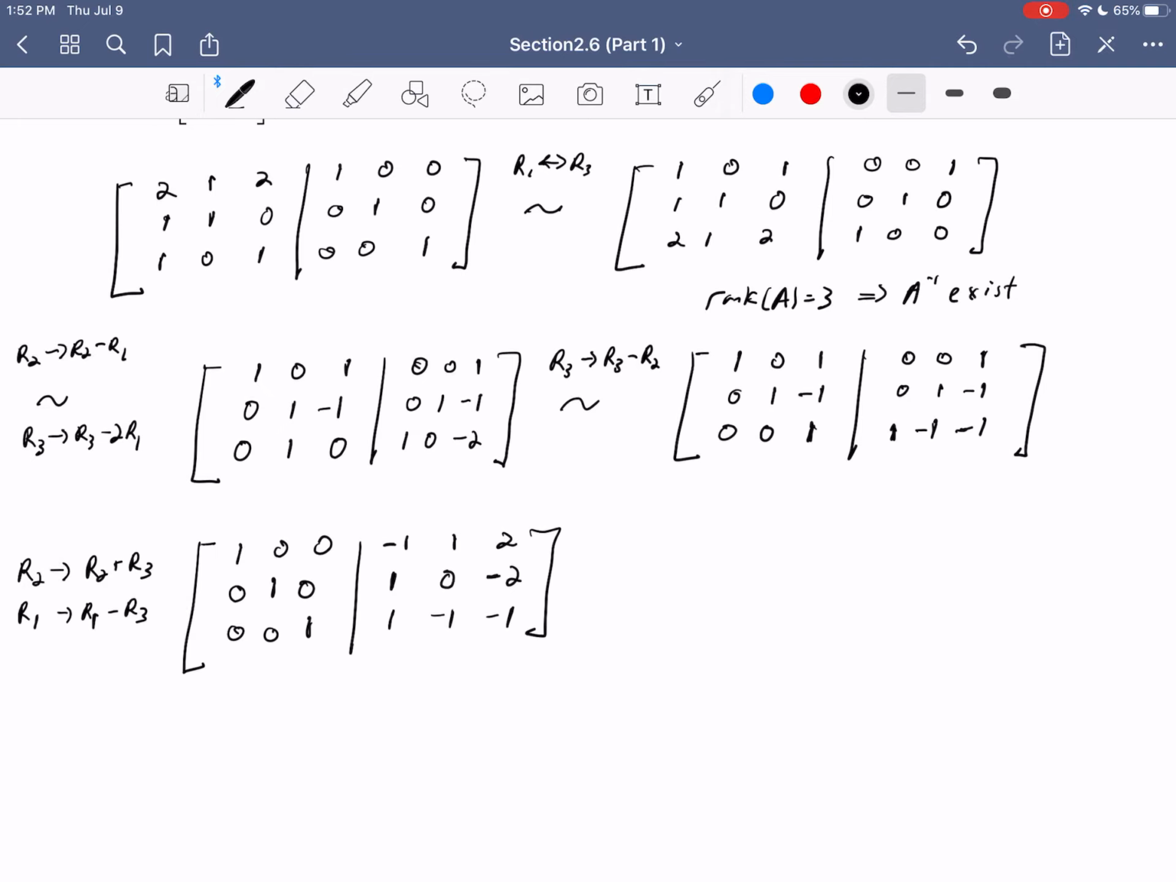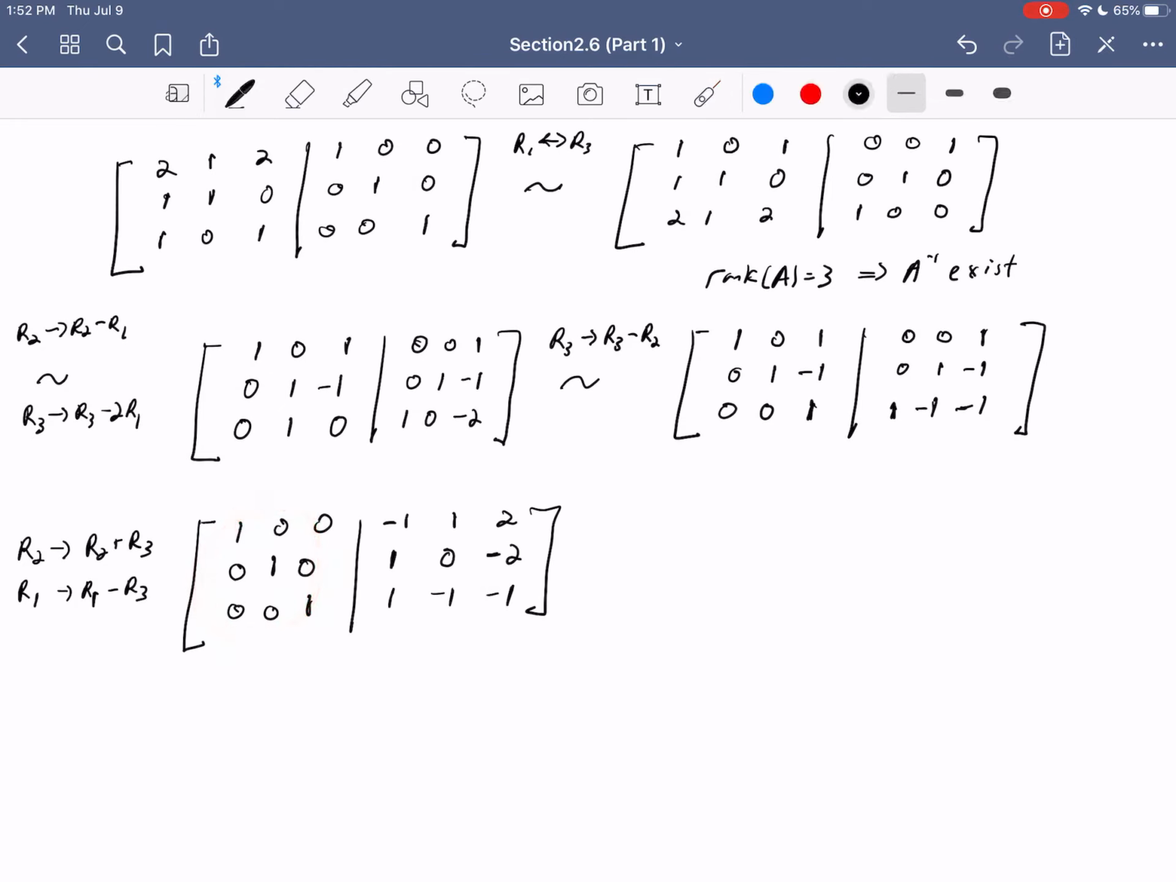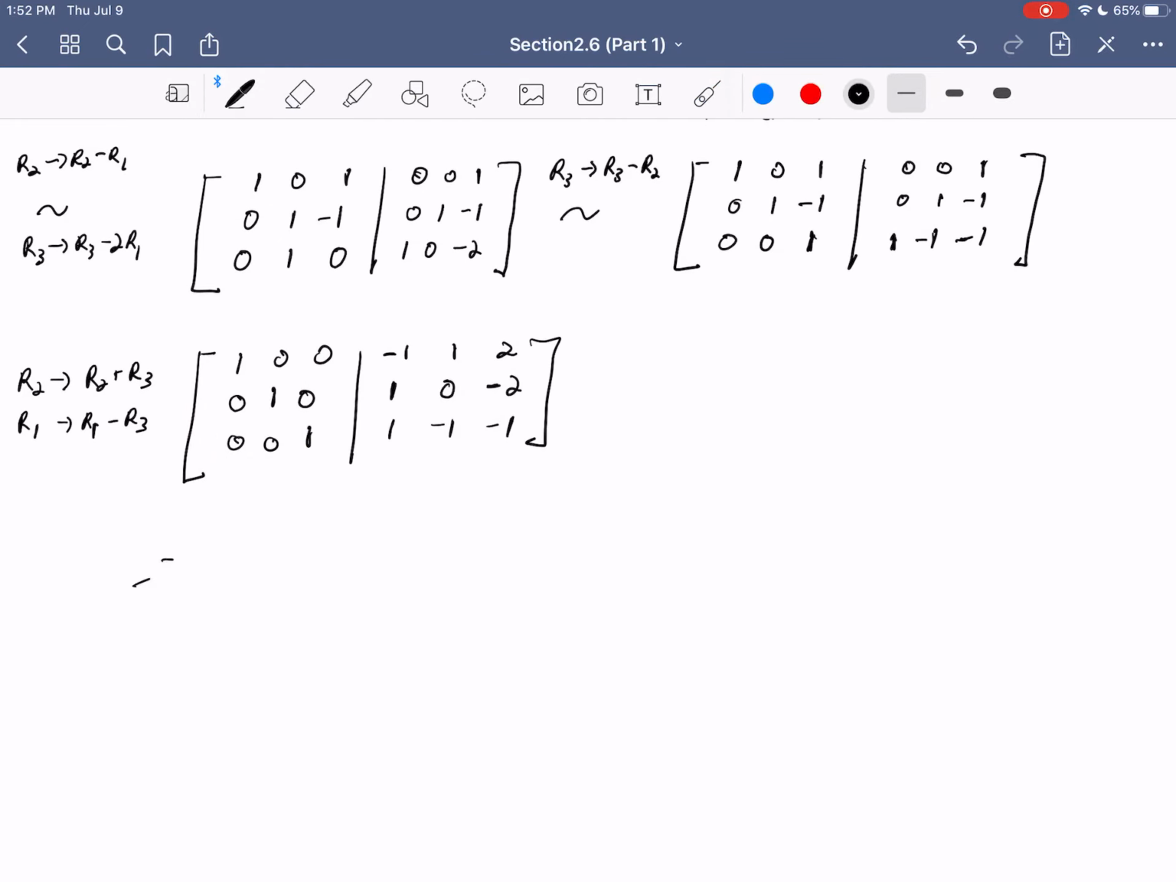So there we go. Now this is the identity matrix. So this tells us that A inverse is equal to the square matrix [negative 1, 1, 2; 1, 0, negative 2; 1, negative 1, negative 1].